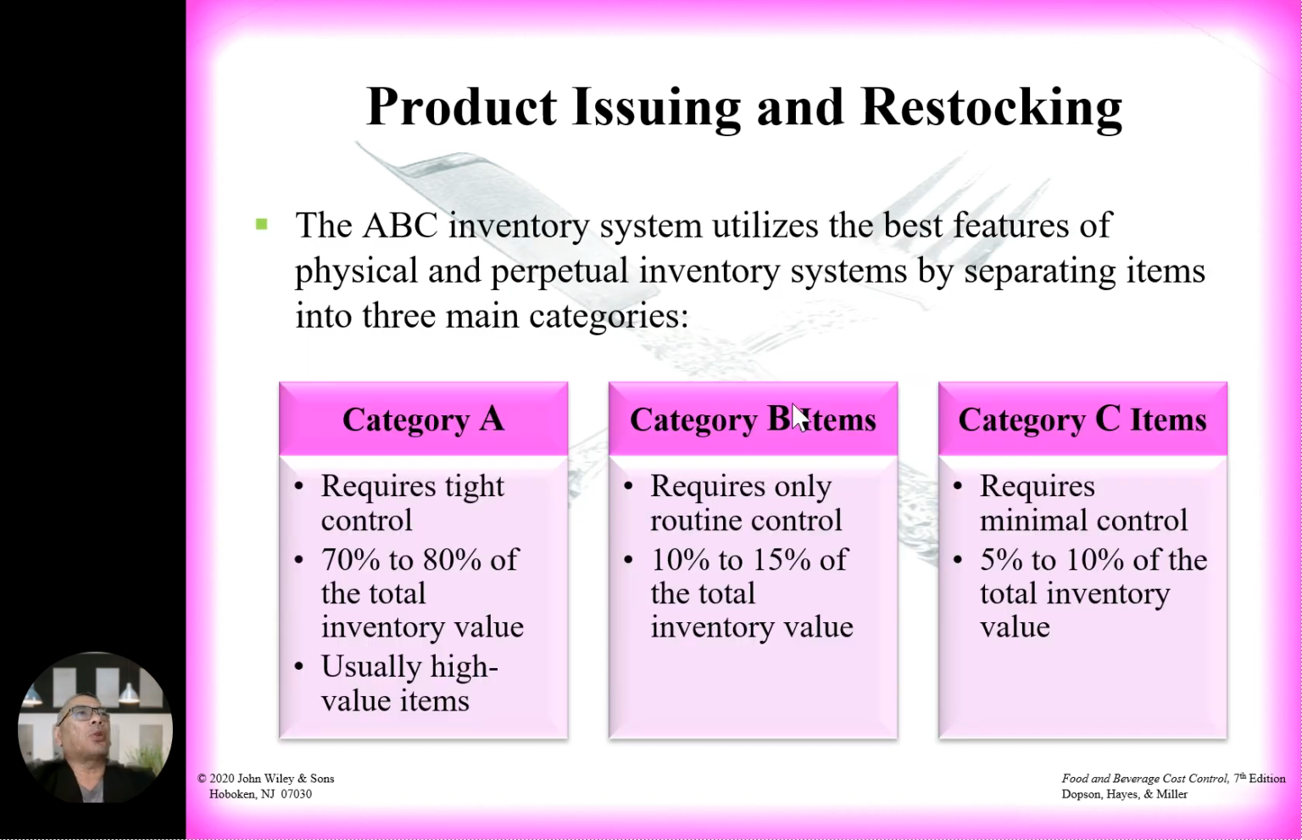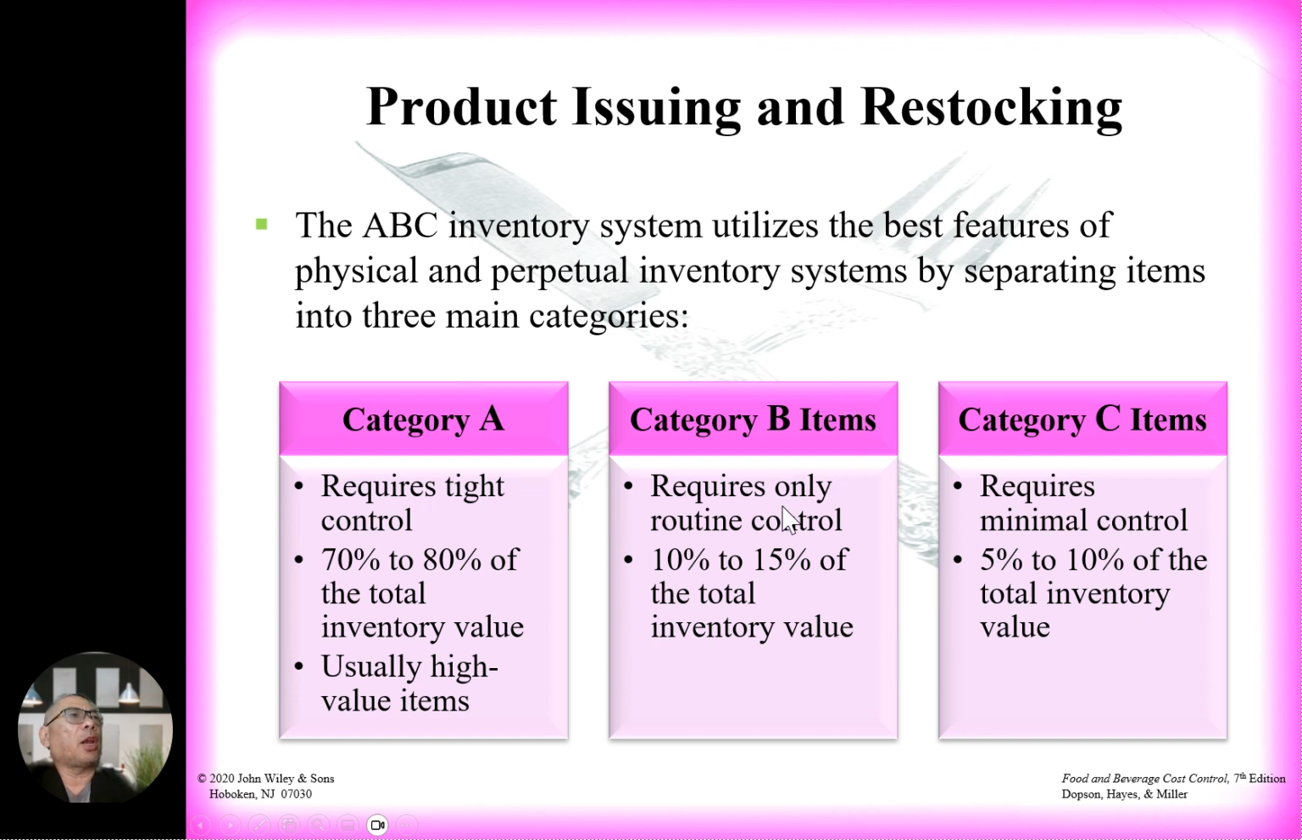All right, let's look at the next one. Product issuing and restocking. The ABC inventory system utilizes the best features of physical and perpetual inventory systems by separating items into three categories. Category A requires tight control, which is 70 to 80% of the total inventory value, usually high value items. This is a good example of something like highly expensive wine.